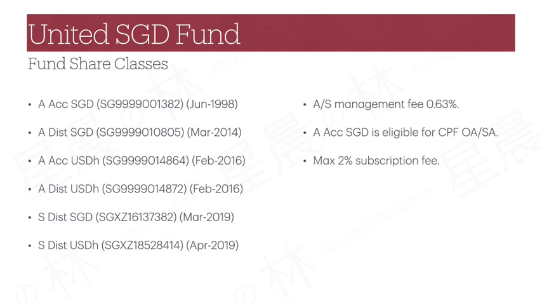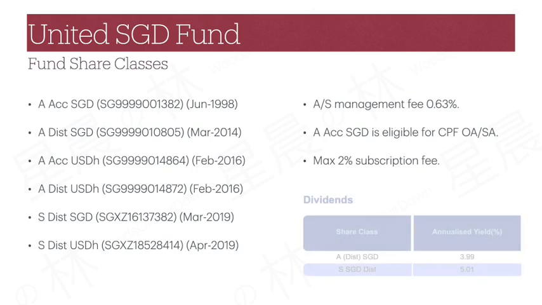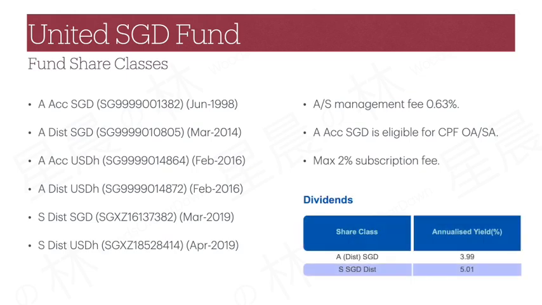Distributors can charge up to 2% subscription fee for the A and S share classes. The A Sing dollar class currently pays about a 4% annualized distribution, which is a decent level above the benchmark of around 3.37%. The S Sing dollar share class was created to offer a higher distribution yield and currently pays about 5% annualized distribution. I think this S share class is quite redundant, and the fund is good enough with just the A share classes.